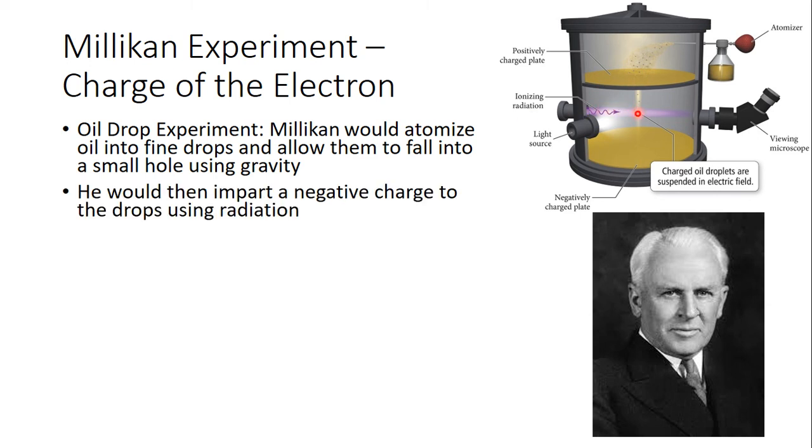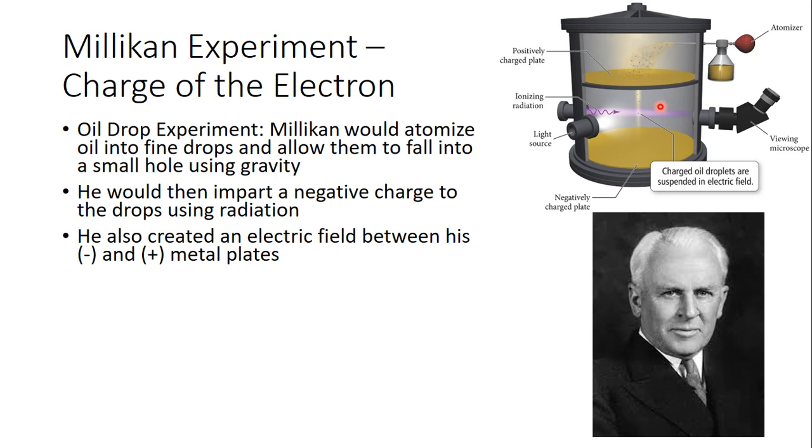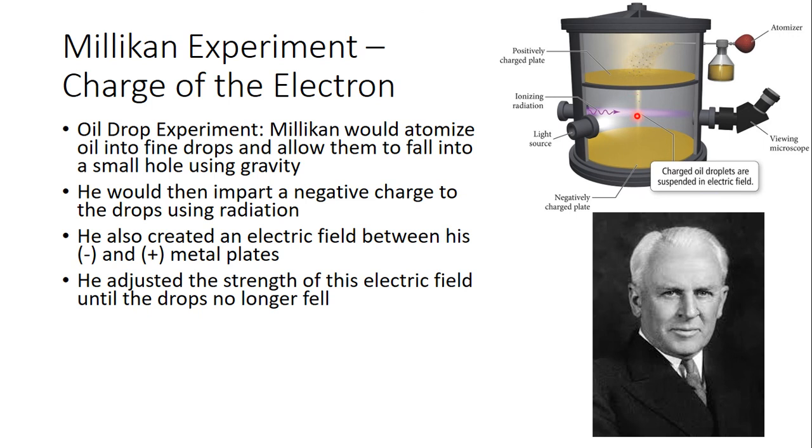Now, when they fell down this hole, these particles were hit by radiation to make them negative. Then, when the particles were down here, he had an electric charge going between this negative plate and this positive plate. And by adjusting the strength of these plates, you could cause this particle to hover in midair. Because remember, gravity is pulling it down, and the electric field is pushing it up. So by knowing the strength of the electric field, you could determine the charge of the negative charge.